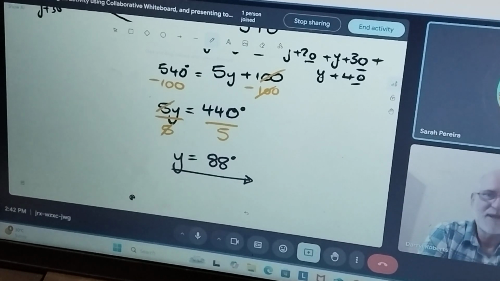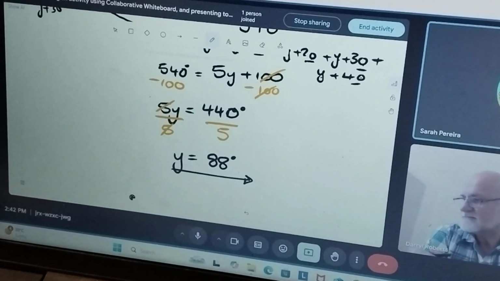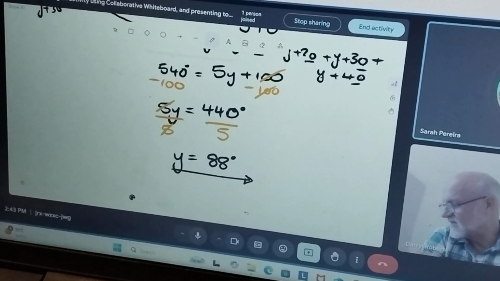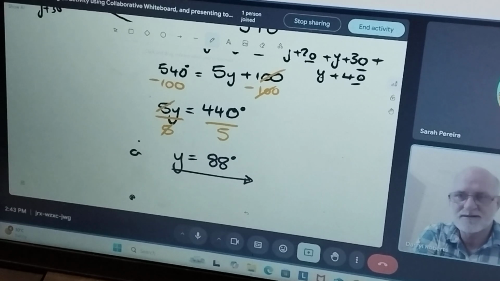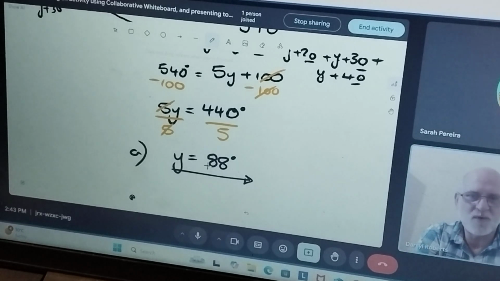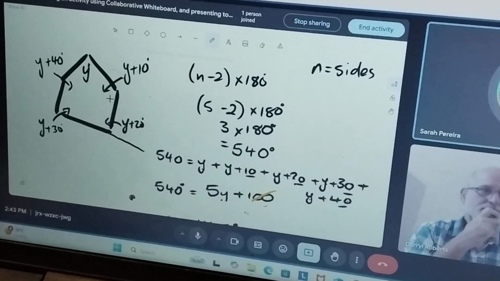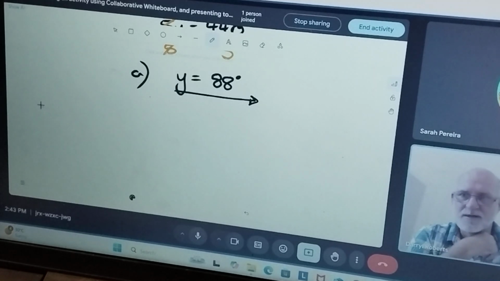Okay, that's not that bad. Is that all? Then they say work out the largest angle. So this was just part A, right? So go back. We know y is 88. Go back to your shape. Which of those angles is the biggest? The y plus 40. Good. So for B, you're just going to go 88 degrees.